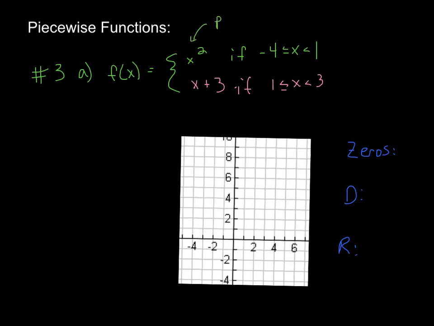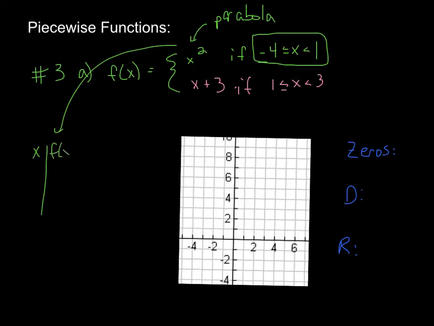piecewise function, which is a parabola, because x squared is just a parabola, but you're only going to graph it from -4 to 1. I've restricted your window from -4 to 1. Here's -4, here's 1. So for that part, I would say make a table. Here's x, here's f of x. So let's make a table from negative 4 to 1.